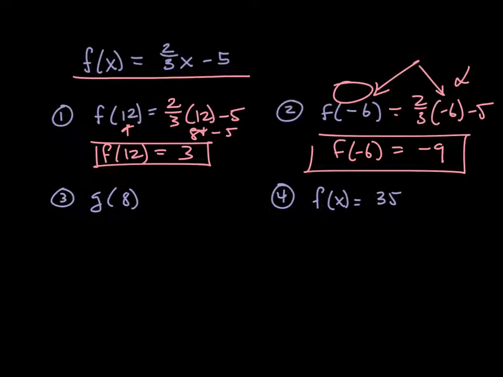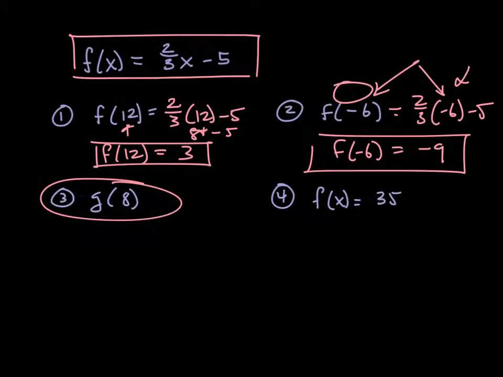The last one, number 3, says g of 8. Well, let's go ahead and plug in an 8. Oh, wait a minute. This is the f function. So number 3 is a trick question for this particular one. I can't do anything. There's actually nothing I could do. Why? Because I'm telling you to plug an 8 into the g function, and I have the f function.